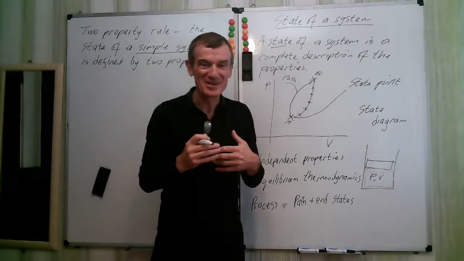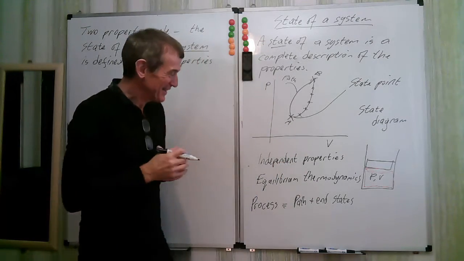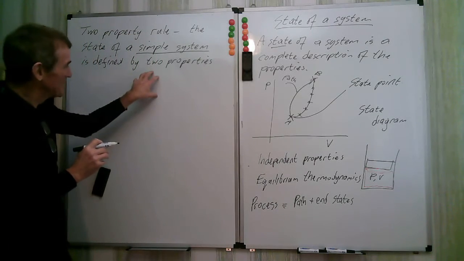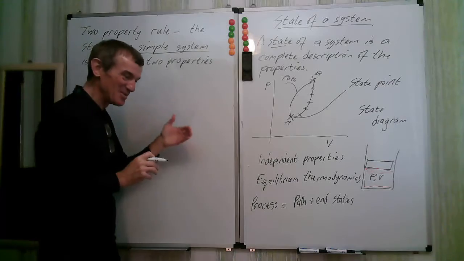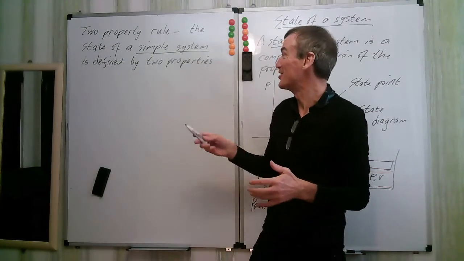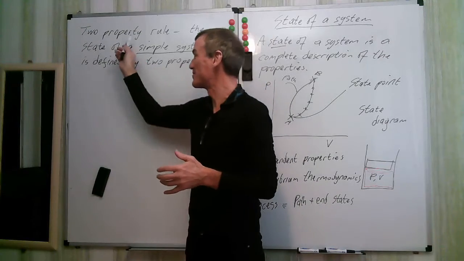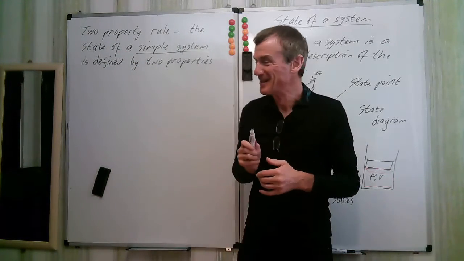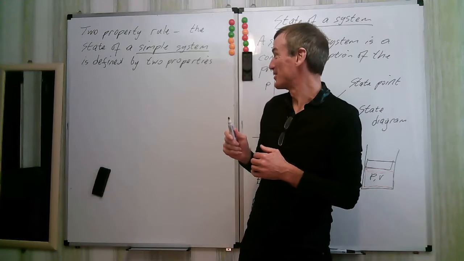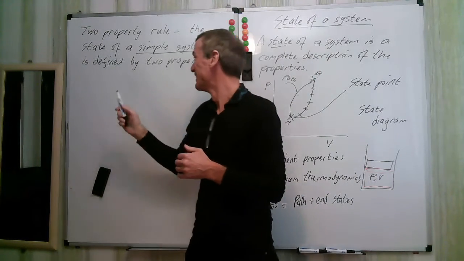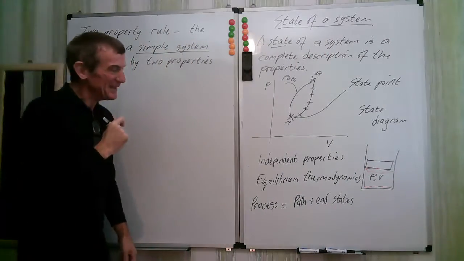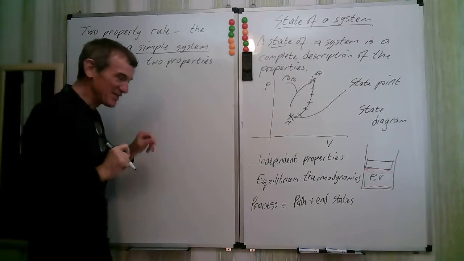It's a subject called statistical mechanics, is where you can get to grips with where this rule is coming from. But this is a rule that we're going to be using quite a lot of, despite the fact it's quite a circular definition in a sense. Simple systems satisfy the two property rule. What's a simple system? One that satisfies that rule. So it's kind of a circular definition a little bit. But that's it. That's the two property rule.